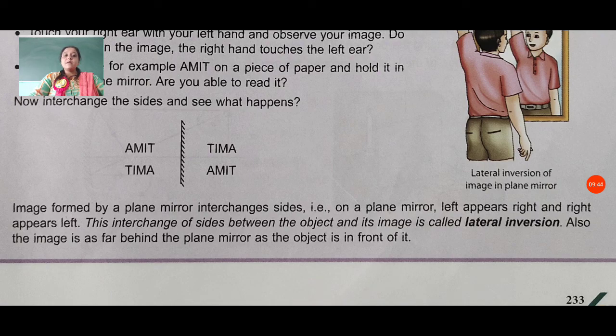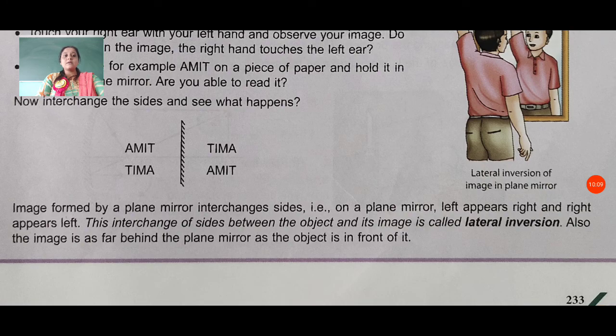In a plane mirror, left appears right and right appears left. This interchange of sides between the object and its image is called lateral inversion. Also, the image is as far behind the plane mirror as the object is in front of it. So both activities prove the characteristics of the plane mirror.